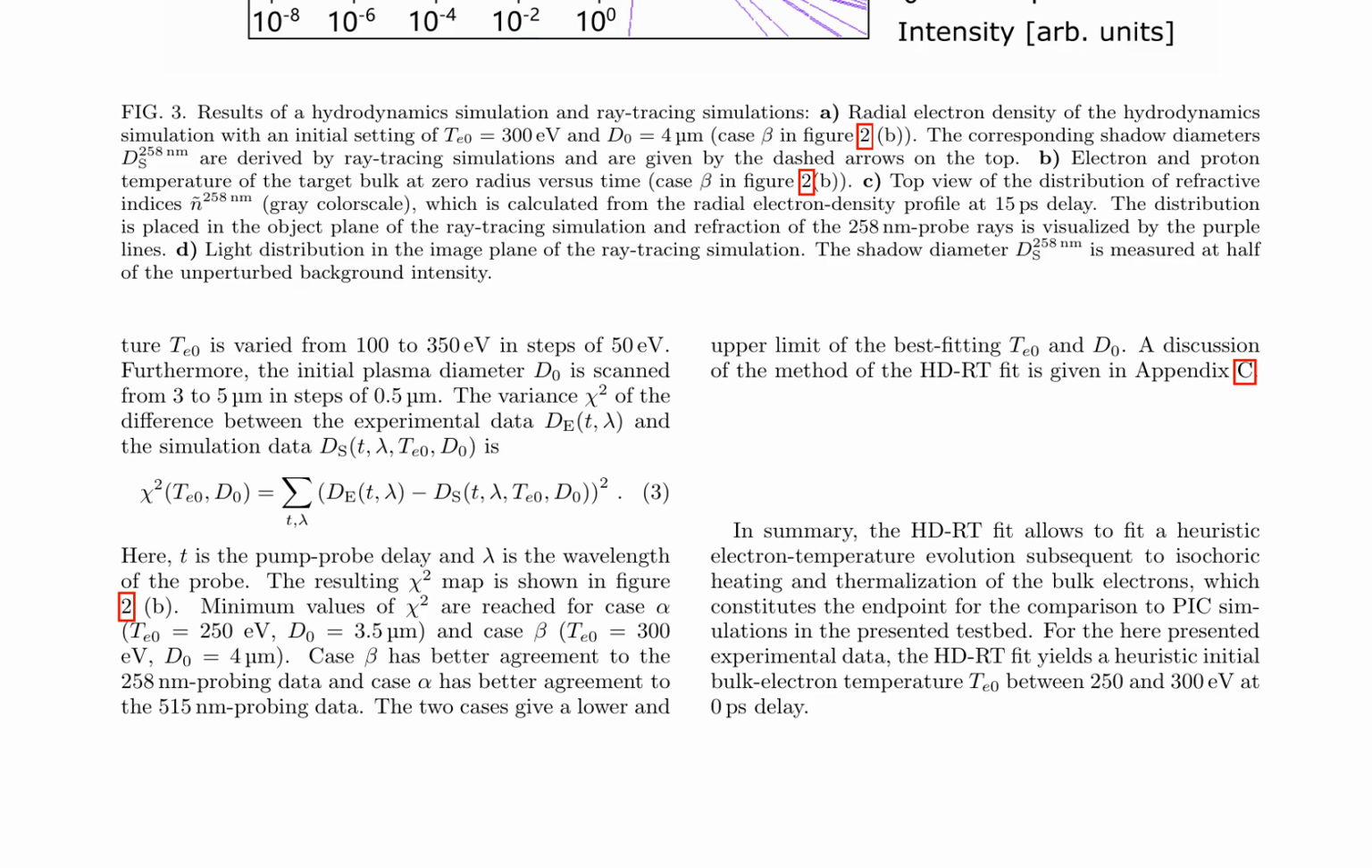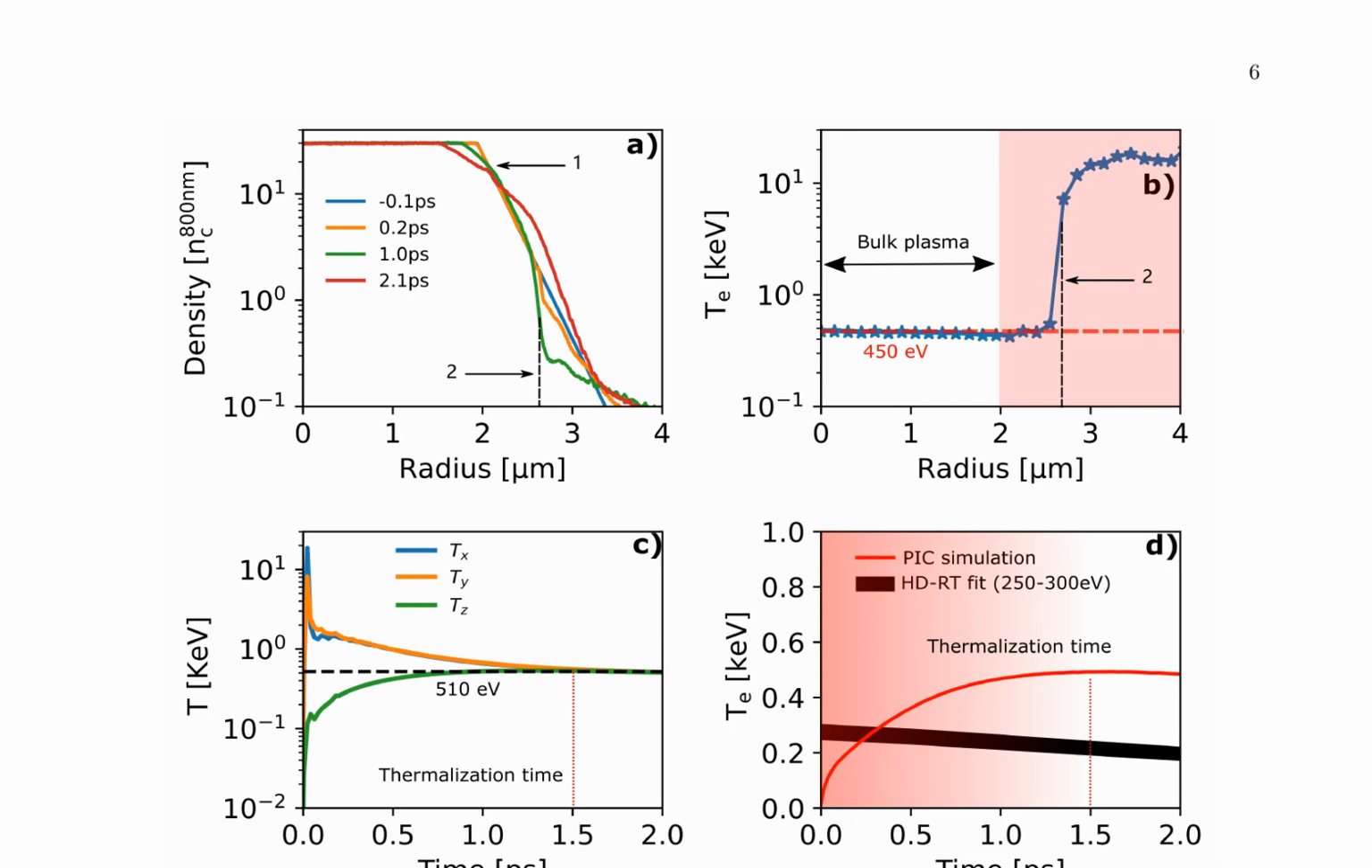The results of the hydrodynamics simulation and ray tracing simulations are presented in Figure 3. The radial electron density profile from the hydrodynamics simulation is shown in Figure 3a, with corresponding shadow diameters D258nm derived by ray tracing simulations indicated by dashed arrows on the top. The electron and proton temperatures of the target bulk at zero radius versus time are given in Figure 3b. Figure 3c displays the top view of the distribution of refractive indices, N258nm, gray color scale, calculated from the radial electron density profile at 15 ps delay.